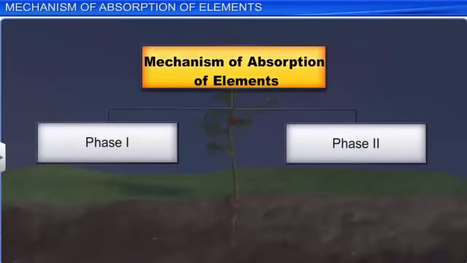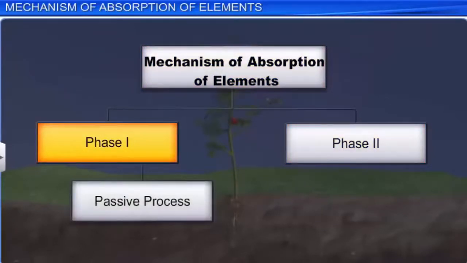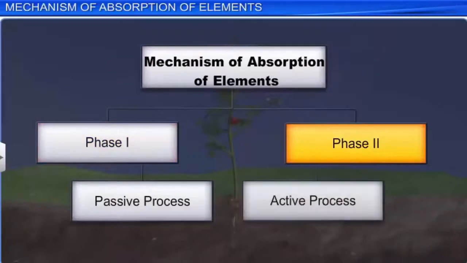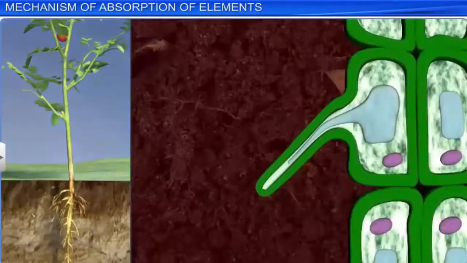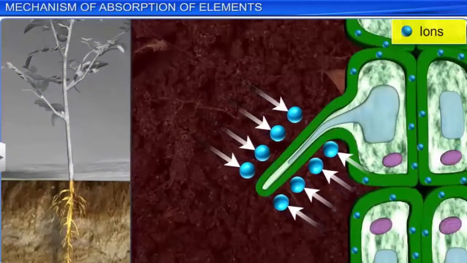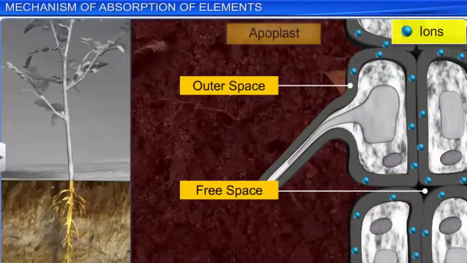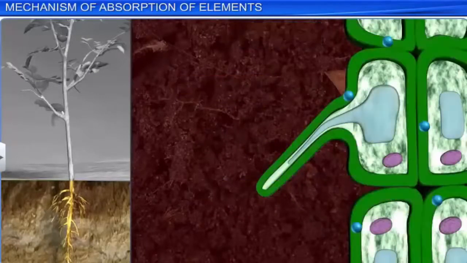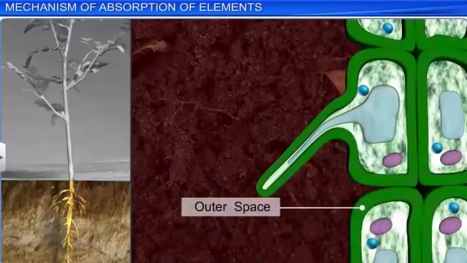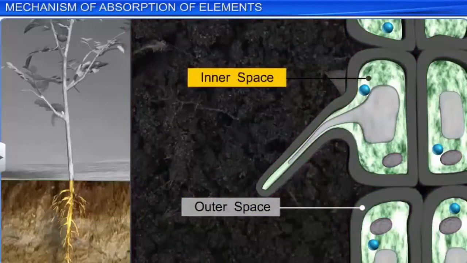Studies on the mechanism of absorption of elements in plants have revealed two main phases of absorption. The first phase is a passive process, and the second phase is an active process. The first phase involves a rapid uptake of ions from the soil or atmosphere to the outer or free space of cells, called the apoplast. The second phase is the slow movement of the ions from the outer space to the inner space of cells, the symplast.